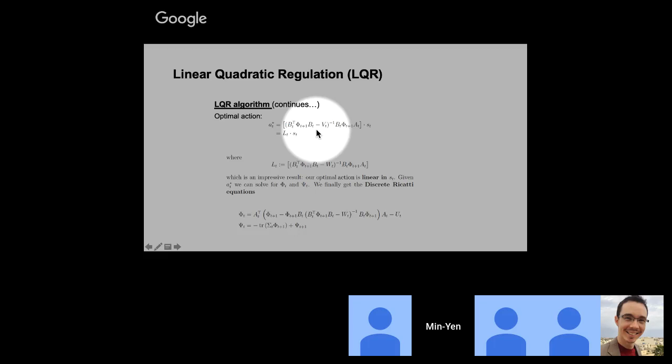Was it the policy? LT is actually like, because they just isolate the S, the state here, they say AT is actually linear to ST, because we can separate this. So this is the same. If you put these two first lines together, it says the optimal action at time t is a linear function LT of the state ST.